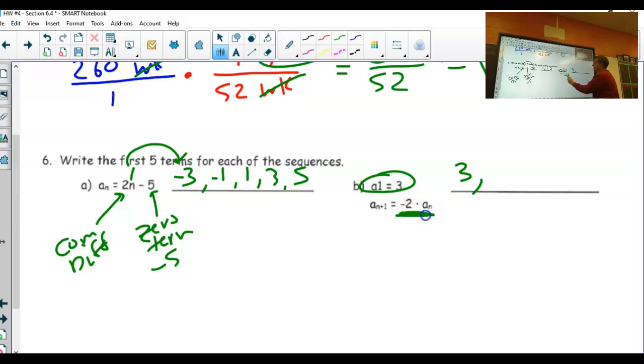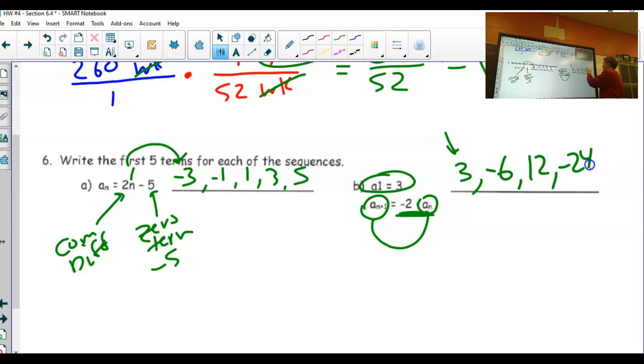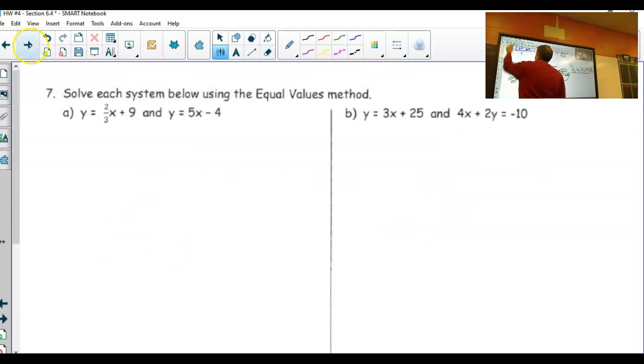And down here, this is telling me how to calculate the next term. It's saying any term is equal to the previous term times -2. So I need to take the previous term, multiply it by -2, multiply it by -2, multiply it by -2, and multiply it by -2, and I get my 5 terms, right? And this takes me to the last question where I had to solve by the equal values method.